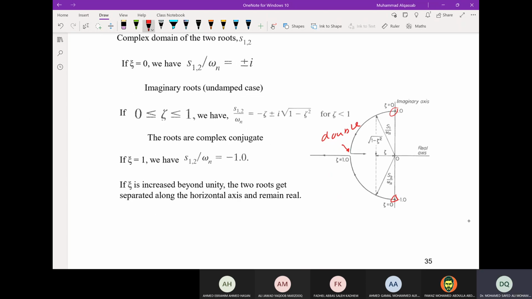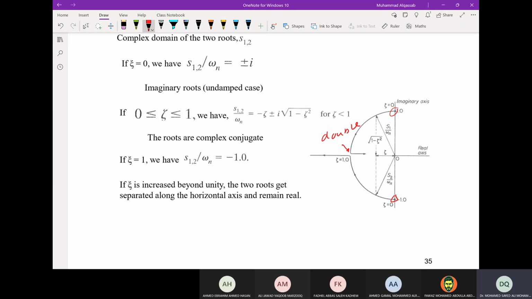If zeta increases beyond unity, the two roots get separated along the horizontal axis and become real. For zeta greater than 1, the two roots are real. S1 will go toward 0, S2 will go toward minus infinity.